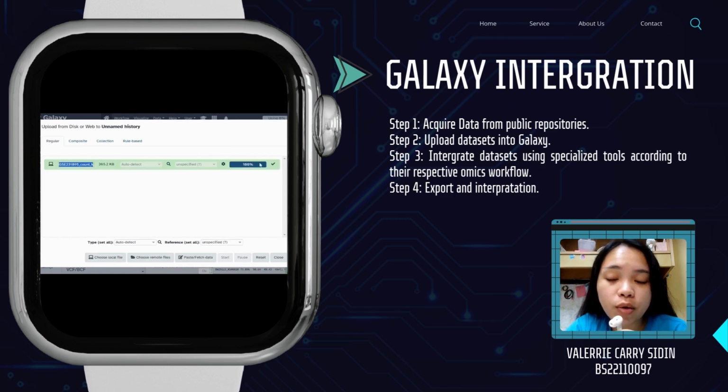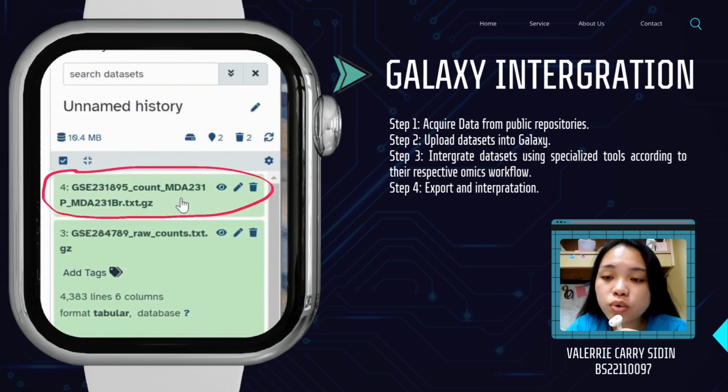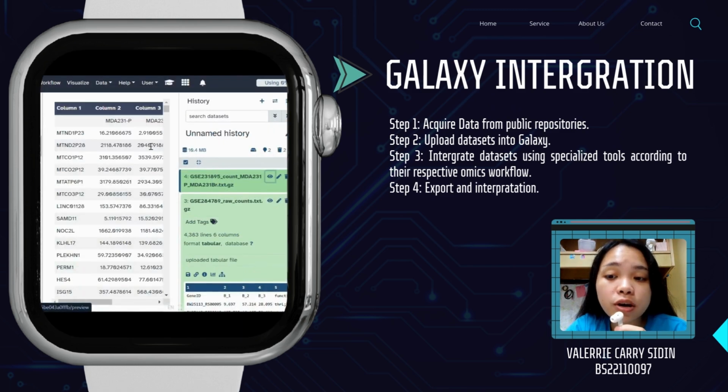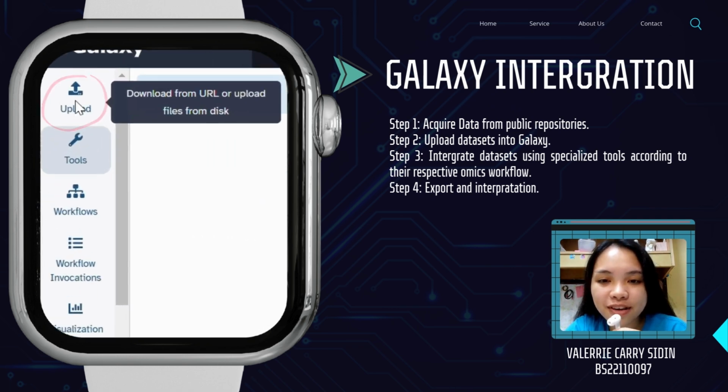To import the acquired datasets, click on the upload symbol at the left panel. Drop files or choose local file to search for its location. Click start to save it to the history section. Next is further explanation about the tools interface available.